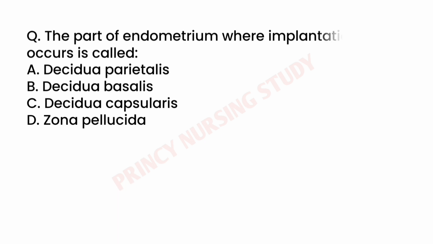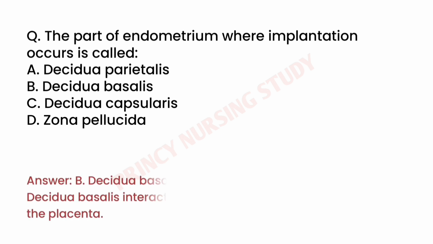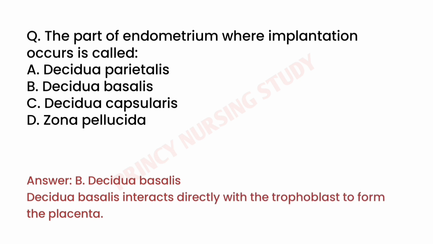Next question. The part of endometrium where implantation occurs is called... Correct answer is B. Decidua basalis. Decidua basalis interacts directly with the trophoblast to form the placenta.